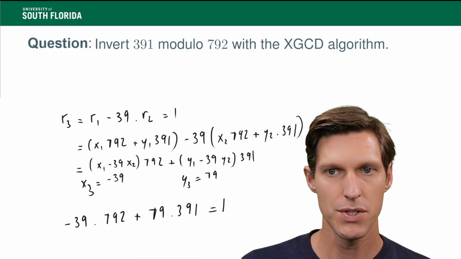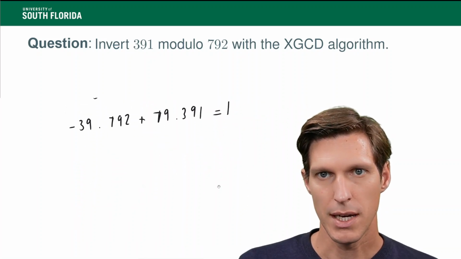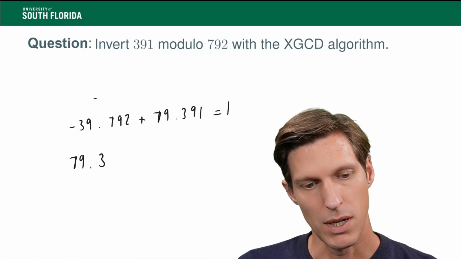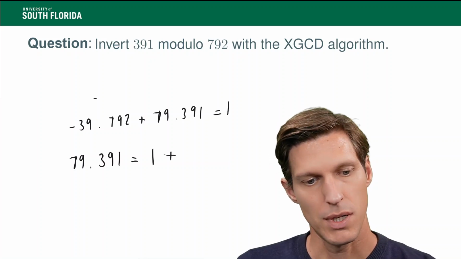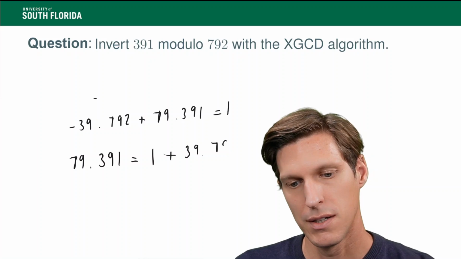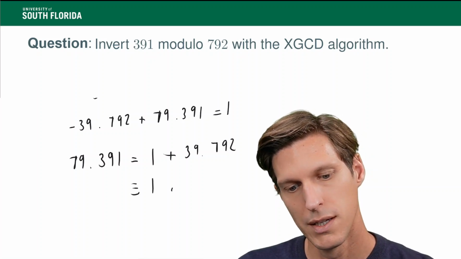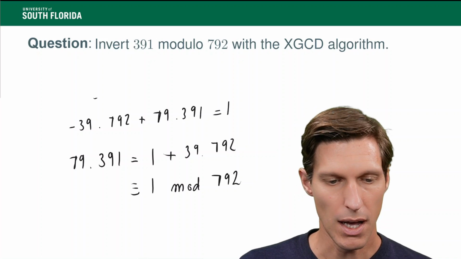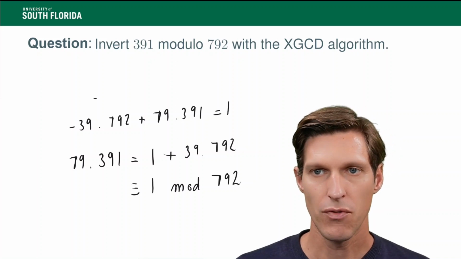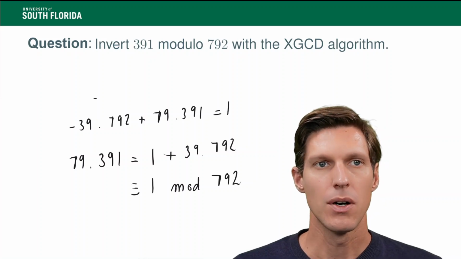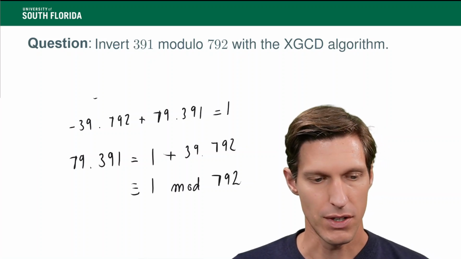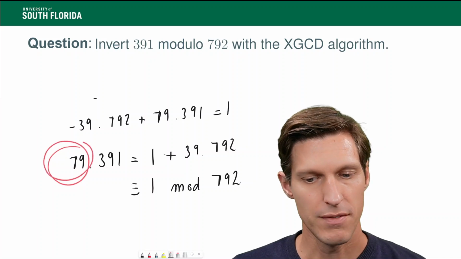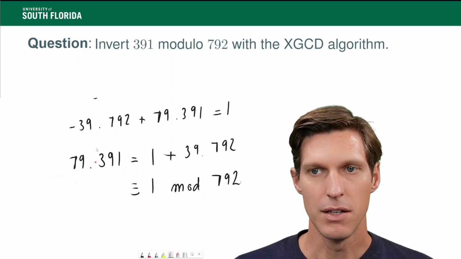Now, I have my inverse, because what I can do now is regroup the term in 391 on one side of the equality, and that's plus 39 times 792, and obviously this is congruent to 1 mod 792. So the inverse, an inverse, because I did not specify, inverses of course are not unique, right? They're all the classes, an entire congruence class of 79, but in particular an inverse of 391 modulo 792 is 79. That is my inverse, all right?